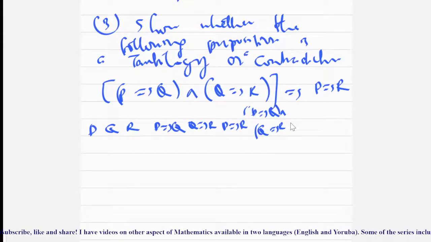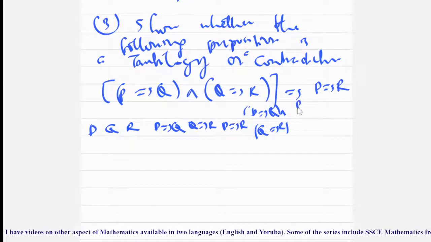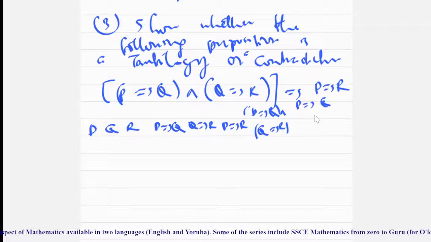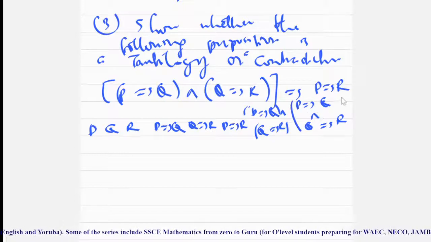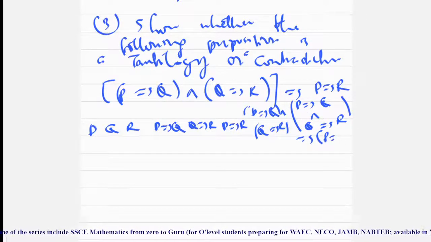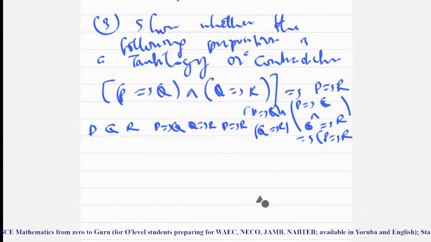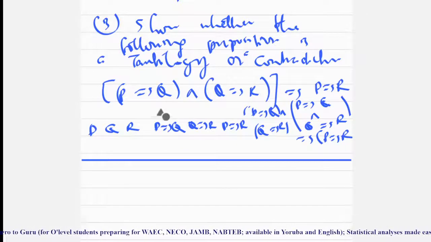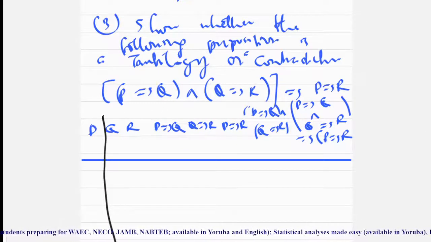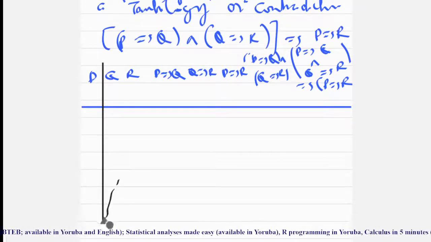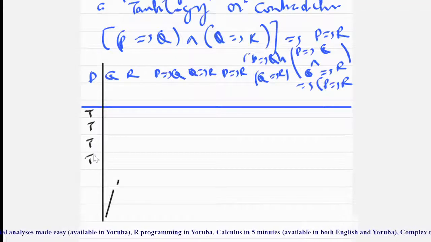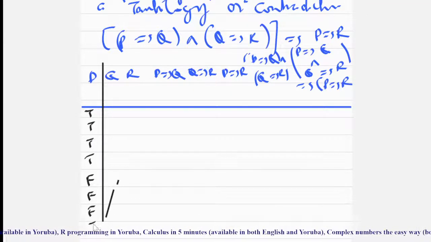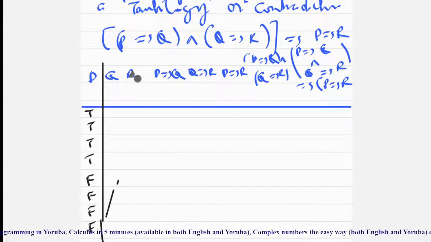I'll put this in brackets. And lastly, I'm going to have what? P implies Q and Q implies R, both of them together, implies P implies R. Okay, now then I can have it like this. So let me do it one by one, to know where I'm going to stop. This true, true, true, true, false, false, false, false. I think it is here. Okay, the second one.